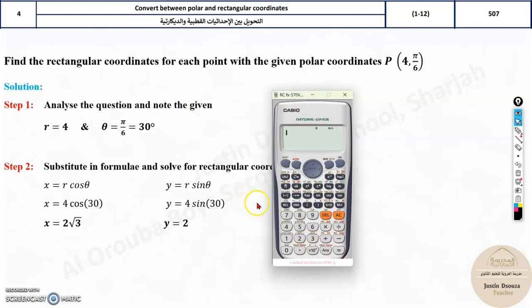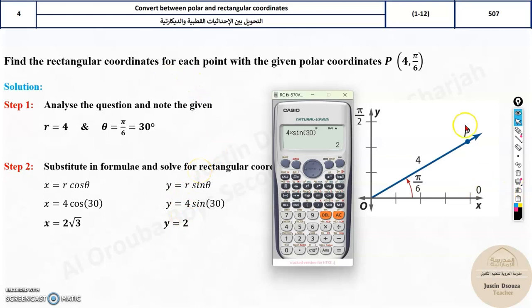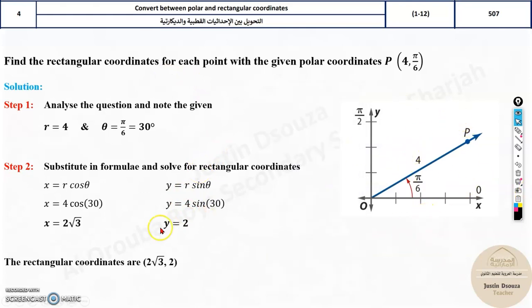Now all you need to do is, wherever you get the angle pi by 6, instead of pi, put 180 divided by 6. What is the angle? That is 30 degrees. Now you use 30, that is cos 30, that is 2 root 3, and change it to sine 30. Sorry, this is sine 30 and it is 2. So this is how you can easily convert from polar to rectangular coordinates. The answer is 2 root 3, 2.